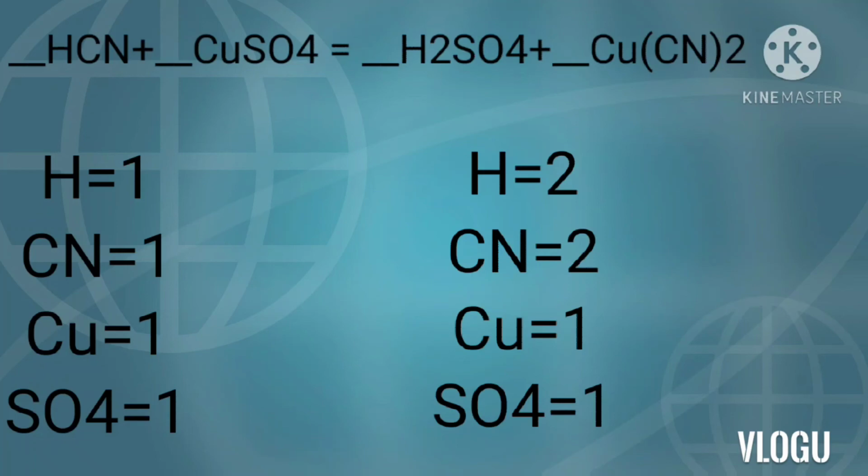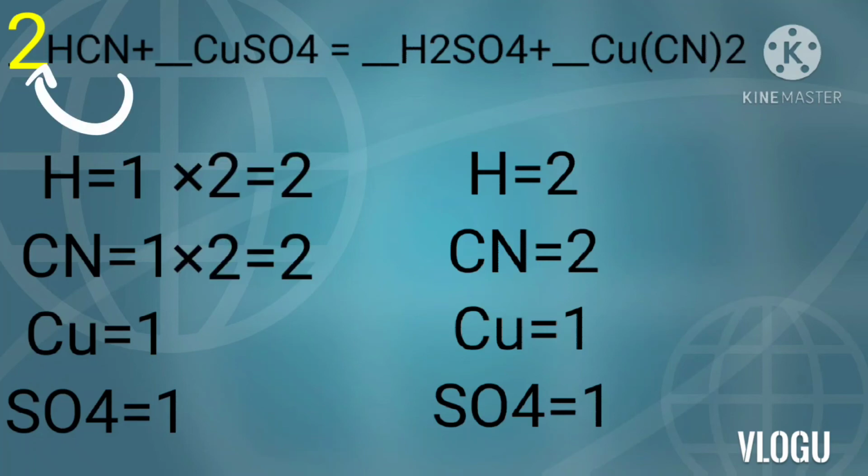So we only have to fix hydrogen and cyanide. All we have to do is to put 2 before the hydrogen cyanide and multiply hydrogen 1 times 2 equals 2 and cyanide 1 times 2 equals 2 also. See how easy it is? We got it again. It's now equal.